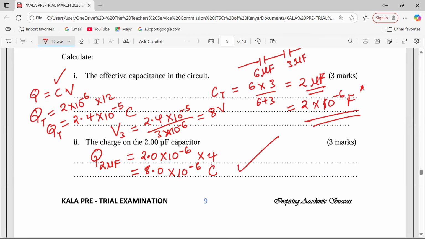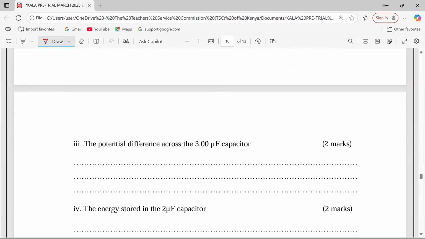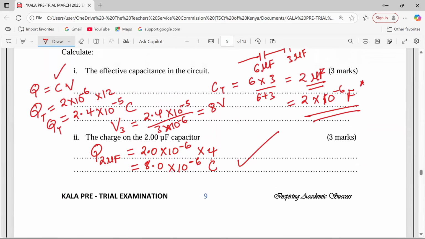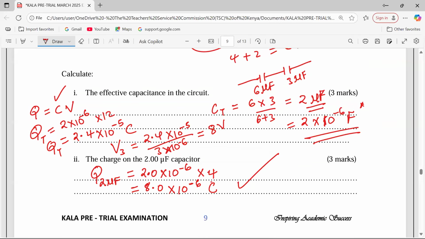Or 8 microcoulombs. If we use unconverted charge, we shall get microcoulombs. We are also told to find the potential difference across the 3. Actually, that one I've already calculated. Potential difference across the 3 was the first thing that I did. So the working for that question is already done here.